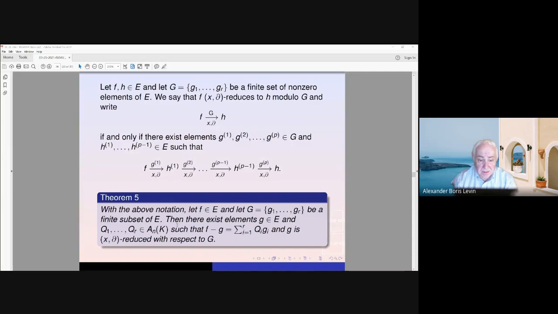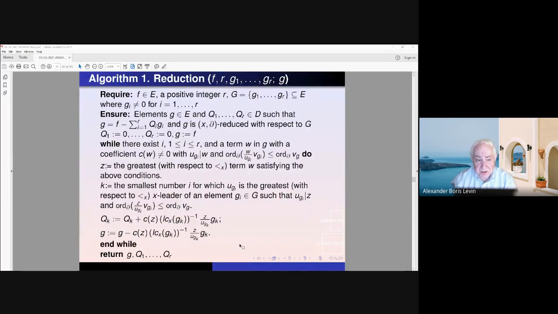And this is a theorem that says that you can always do this. You can always take element f, and rearrange it so that you subtract a linear combination of elements of capital G, and obtain an element small g which is reduced with respect to capital G. So this reduction is always possible. And this is an algorithm for such reduction, so it can be realized in, say, Maple, for example. I'll not go over the steps. The idea is just to use that reduction that I showed before.